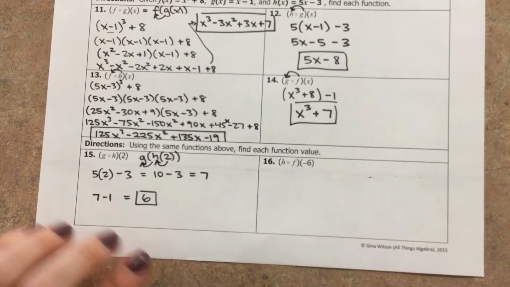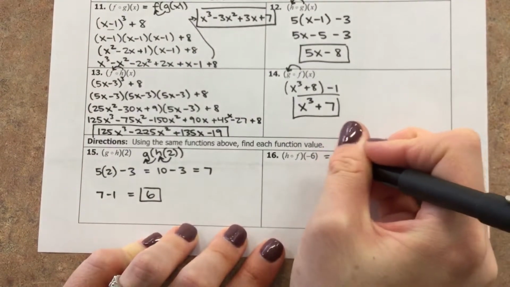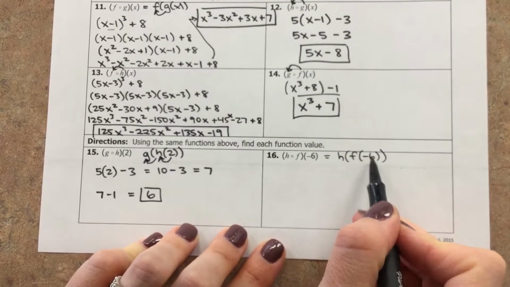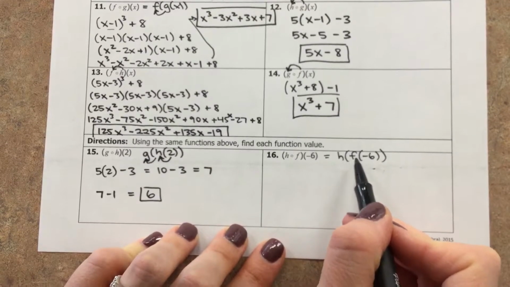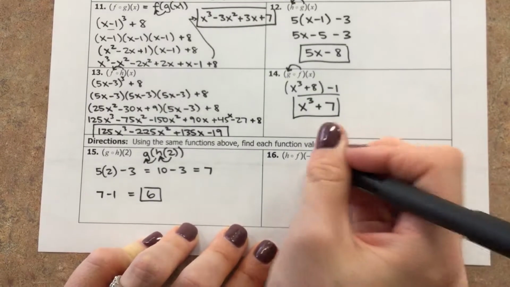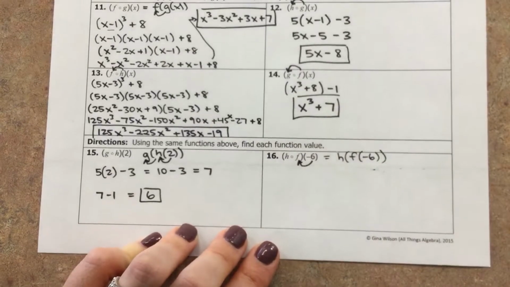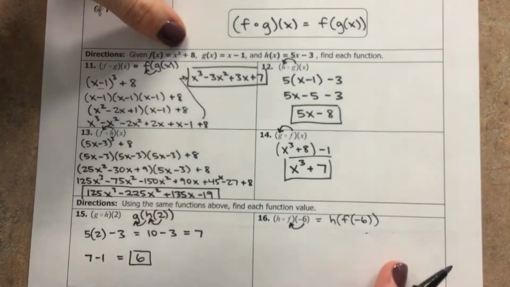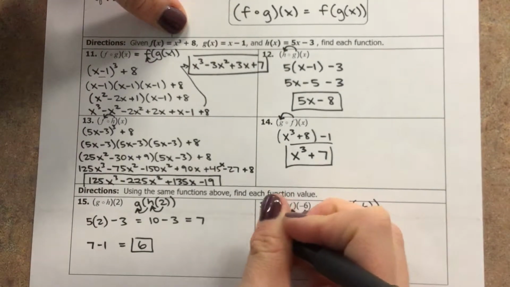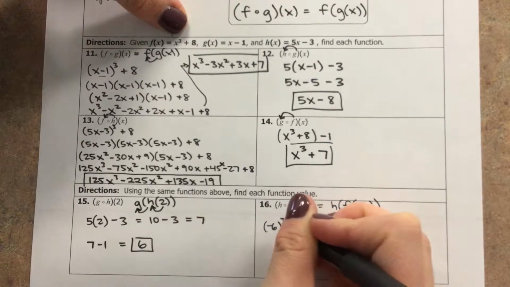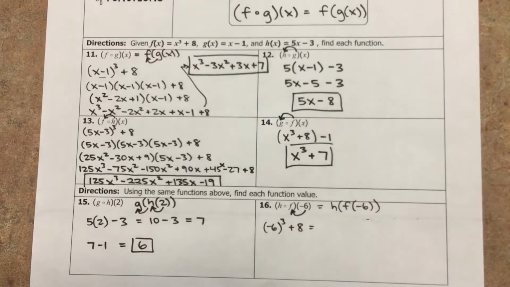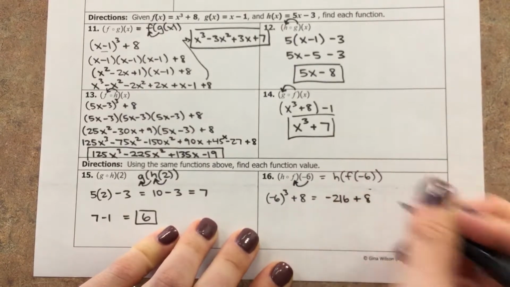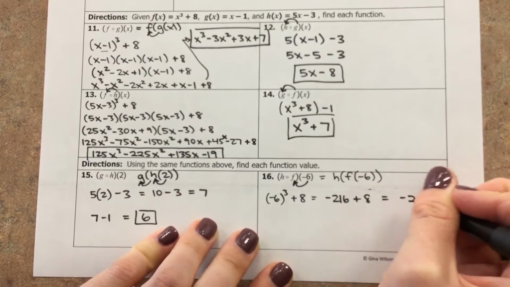So one last problem, we'll do the same thing here. This is h of f of negative 6, which means the negative 6 gets plugged into the f. You get an answer. That answer gets plugged into the h. So we kind of move from right to left here, or from inside to outside if you write it this way. So f of negative 6, I can plug a negative 6 up here into f. So I take negative 6 and cube it, and then add 8. So negative 6 times negative 6 times negative 6, that is negative 216. And then I add 8. So that leaves me with negative 208.